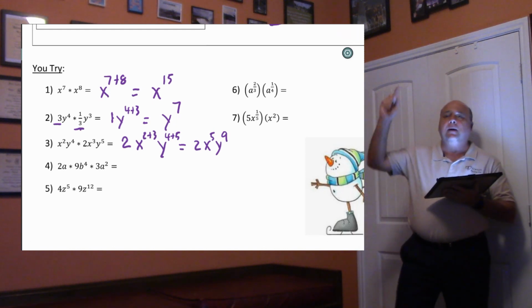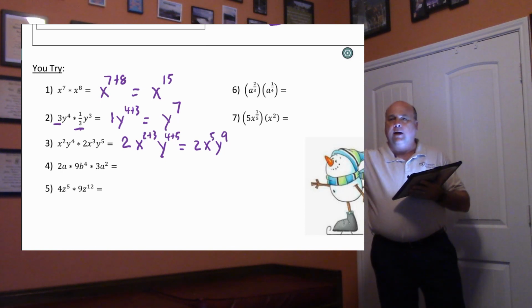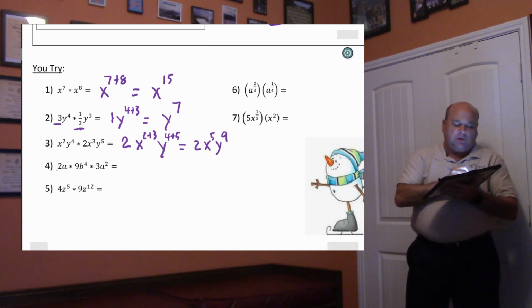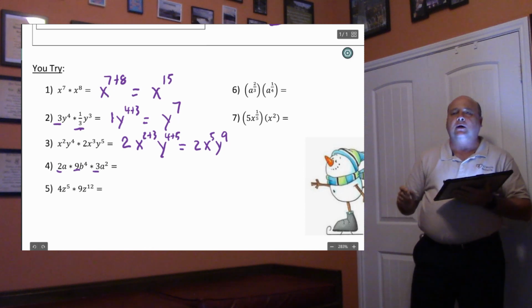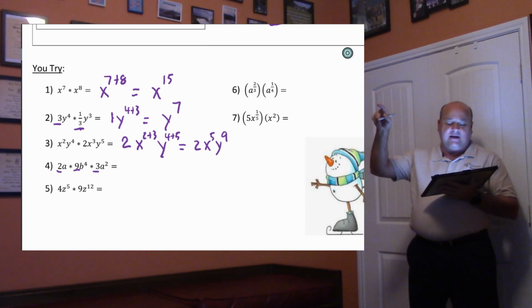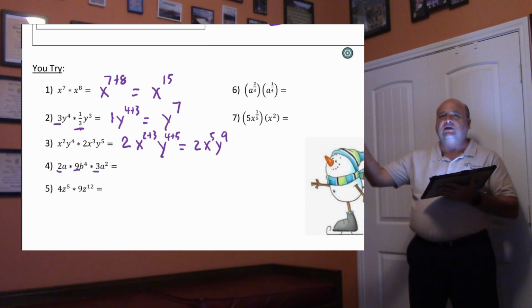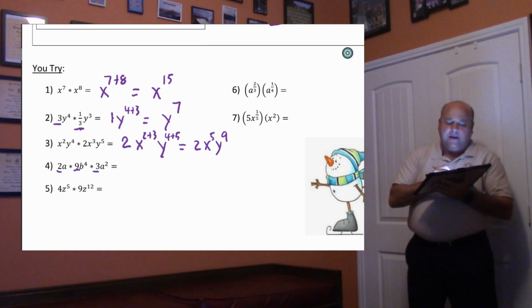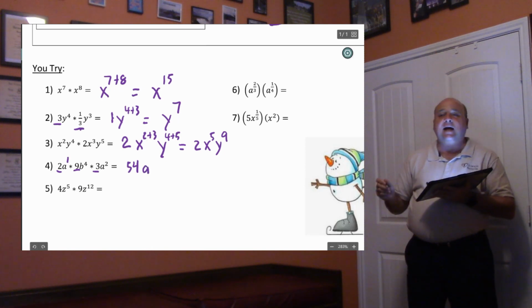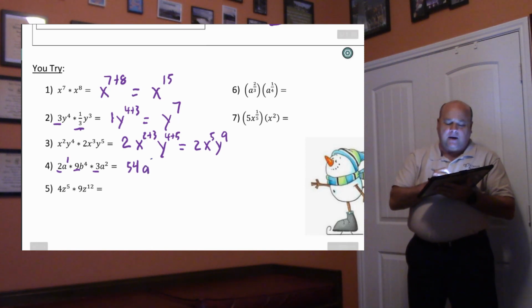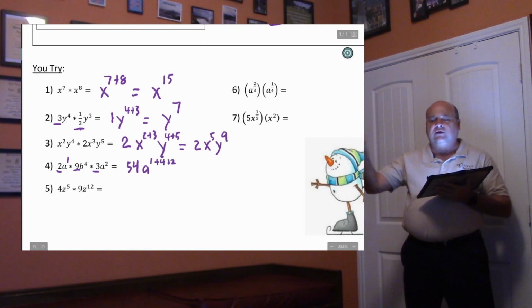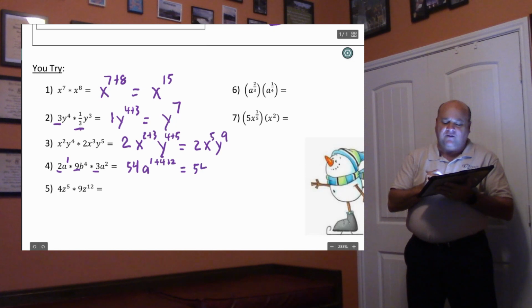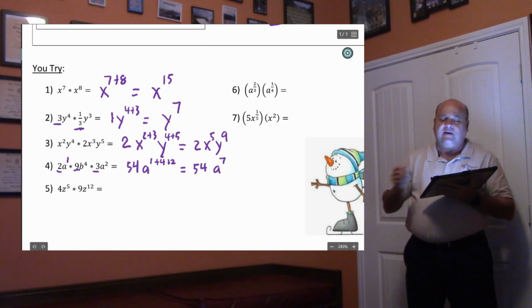Go to the next one. Remember, sign, number, letter, exponent. I'm going to multiply 2 times 9 times 3. So 2 times 9 is 18, and 18 times 3 is 54. If you can't do that, punch it into the calculator. So I have 54. My letter is A. This has an exponent of 1. So I'm going to have 1 plus 4 plus 2. Now then, I'm going to add those exponents up, and I'm going to get 54 A to the 7.